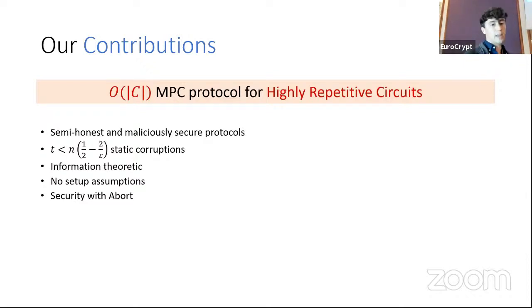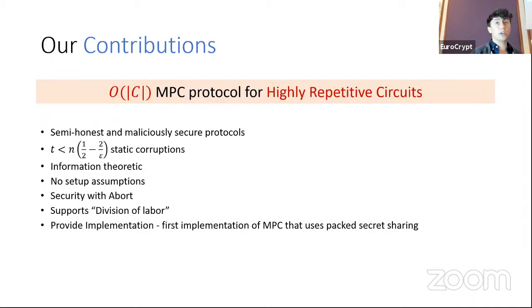And security with abort. What's really nice about our protocol is that when you have order C MPC, you naturally get a sort of division of labor property. The total amount of work you're doing is kind of independent of the number of parties. So as the number of parties increases, the amount of work each party does actually decreases. And this is a really lovely property. Our protocol is actually concretely efficient, and we implemented it and show that it is competitive with modern protocols for even small numbers of parties, but begins to outclass them as the number of parties grows.